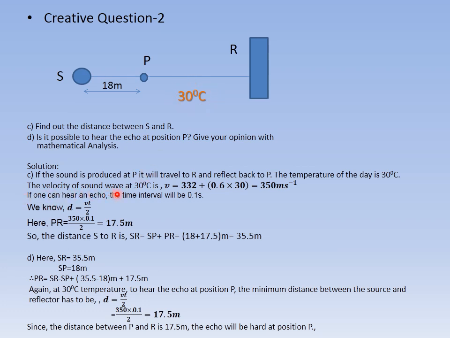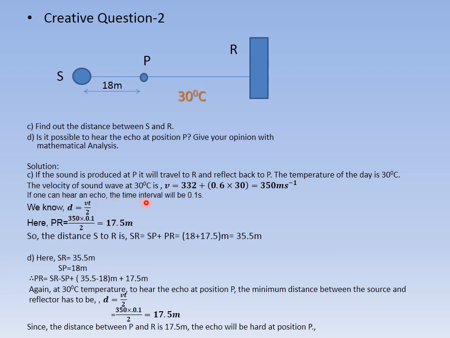Now we can write the velocity of the wave at 30 degrees centigrade temperature: v is equal to 332 plus 0.6 multiplied by 30. This calculation is very common to us. We can do it very easily, and the value is 350 meter per second. That means now we know the velocity of the sound at 30 degrees centigrade, which is 350 meter per second. And we are now going to calculate the distance between P and R, and we suppose that P is the source of the sound for this math only.